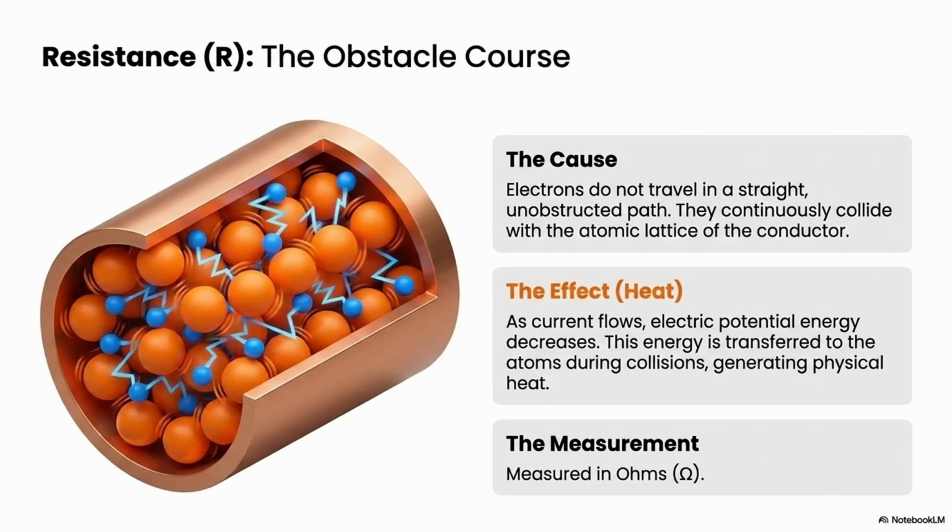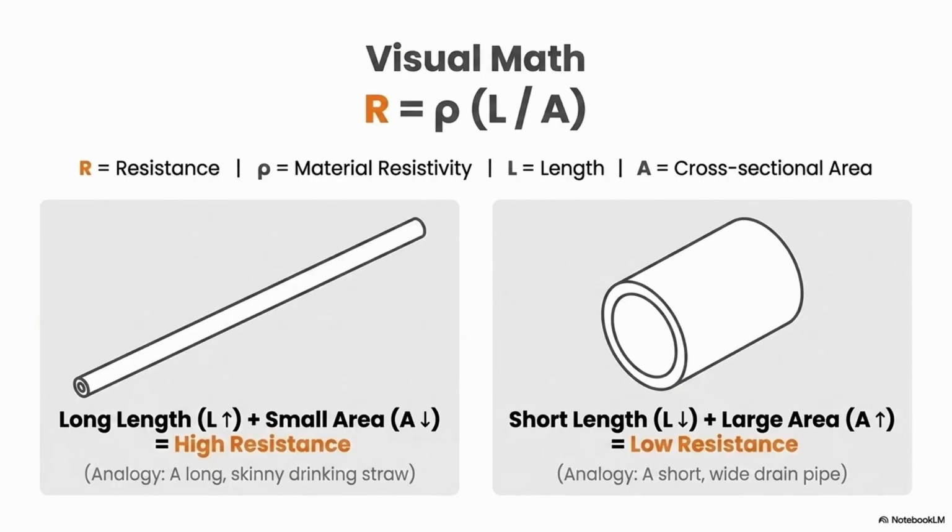So if that's the reality of resistance, how do we mathematically measure it? Well, moving to slide 5, that's where we get into visualizing the math. Right. The slide breaks down the formula for resistance, measured in ohms, relying heavily on physical dimensions. They use a milkshake analogy here. Oh, yeah, that's a good one. High resistance is like trying to drink a really thick milkshake through a long, skinny drinking straw. You've got a long length and a small area. But low resistance is like drinking through a short, wide drain pipe. The wider the physical road, the more lanes the electrons have to travel down without bumping into those obstacles we just talked about.